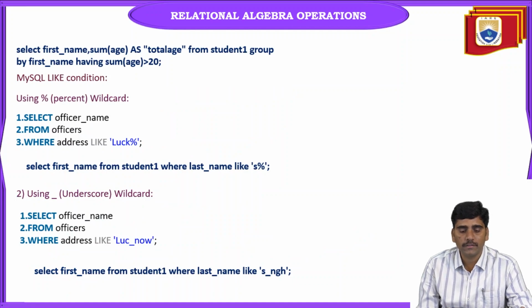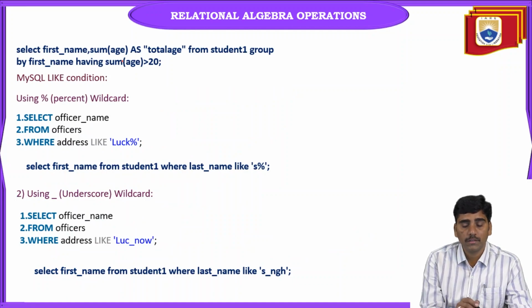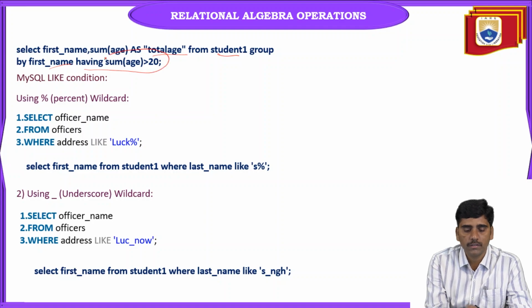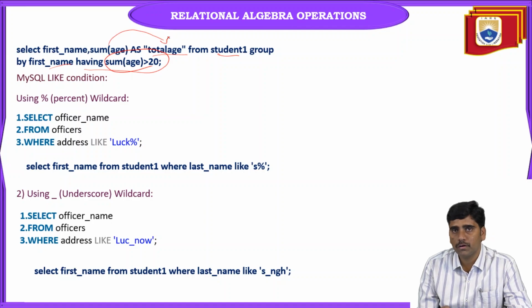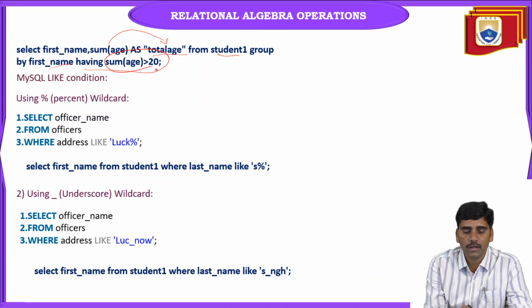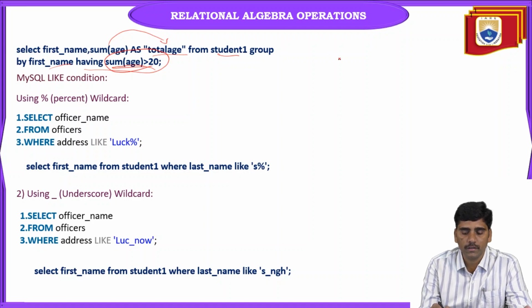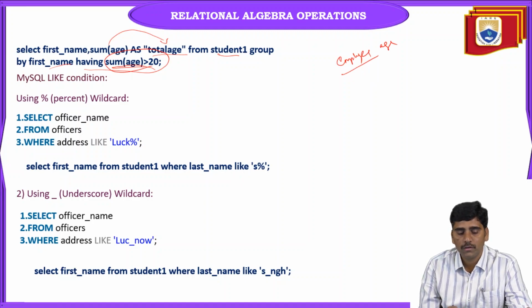So here we can see an example. Select first name, comma, sum of age as total age from student 1 group by first name having sum of age greater than 20. So first of all, the sum of age will be counted as total age, and whoever has a sum of age greater than 20 will be displayed here. Those whose age sum is greater than that value will be displayed.